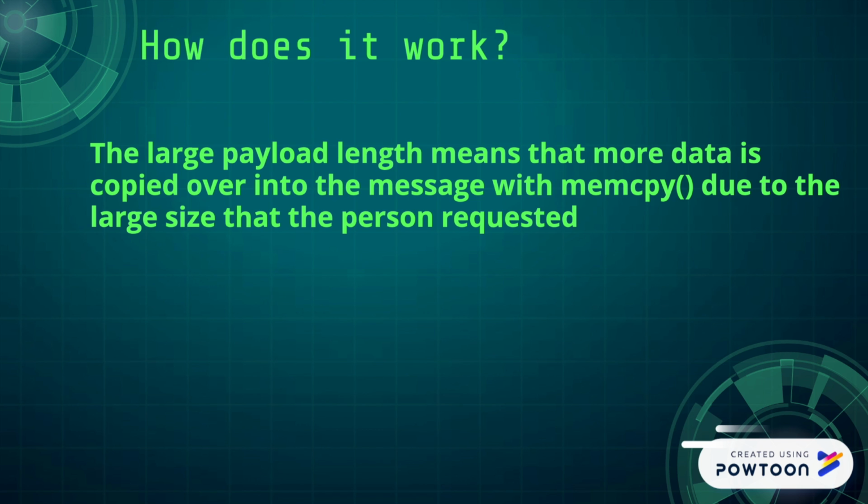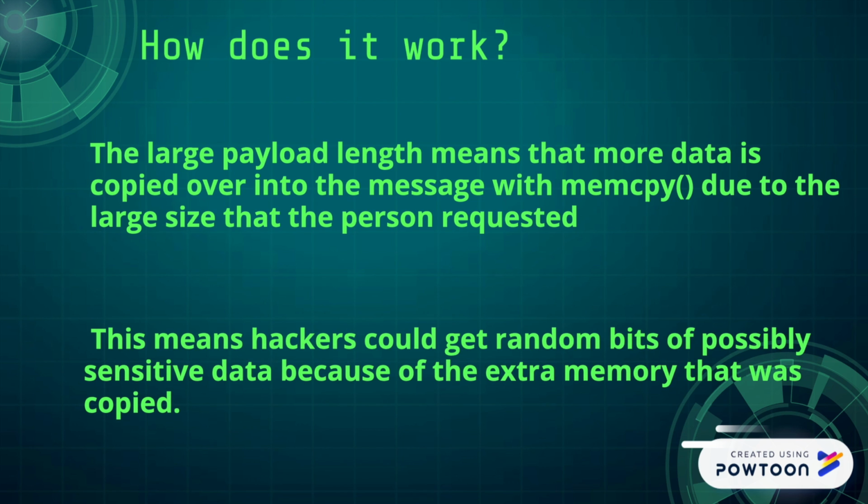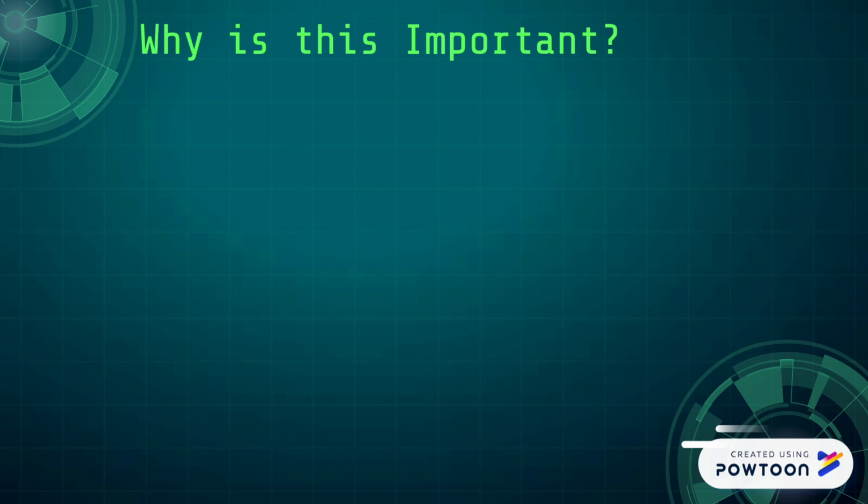This means that data that was unrelated to the request would be added into the message because of the extra memory copied over, so sensitive data could be sent back with responses. Hackers would automate processes to send large payload sizes over and over again until the vulnerability leaked small bits of sensitive information. Why is this important?